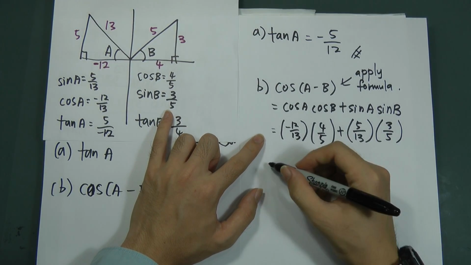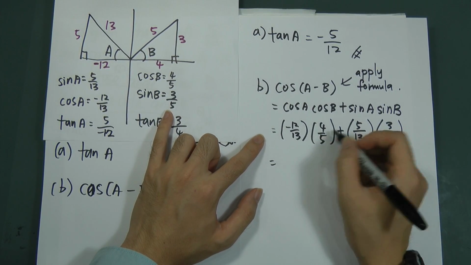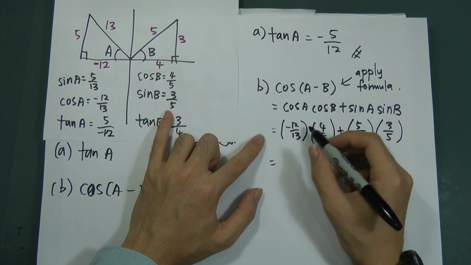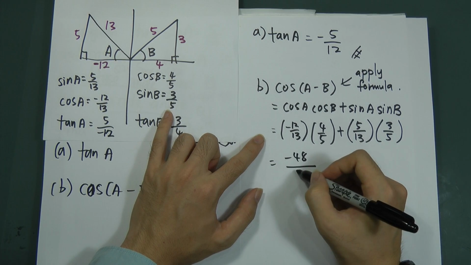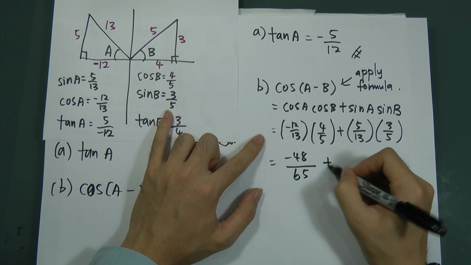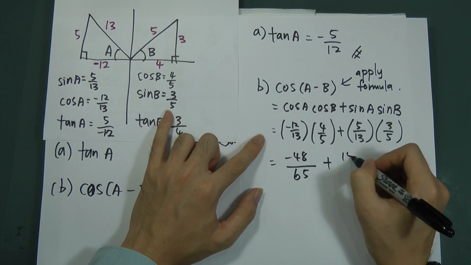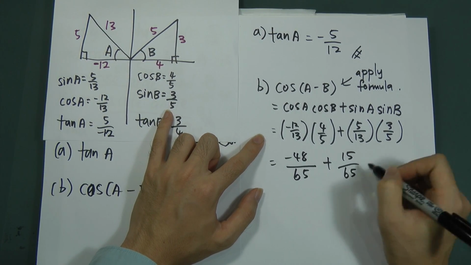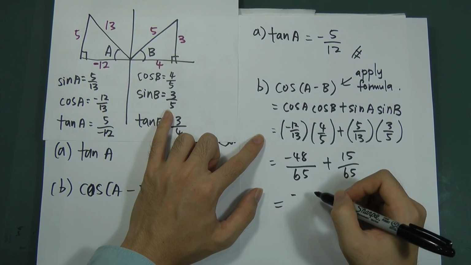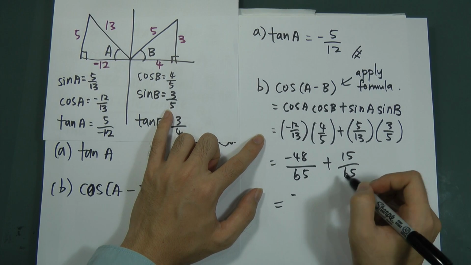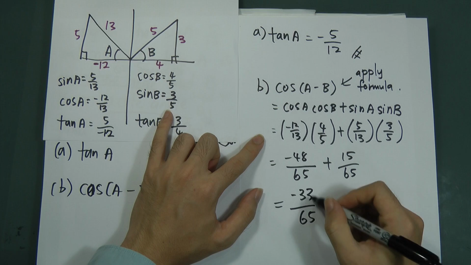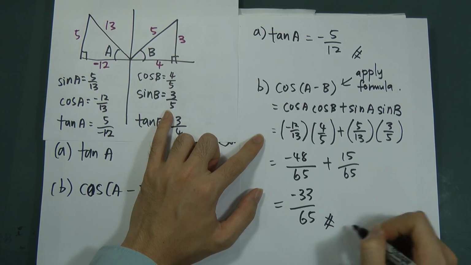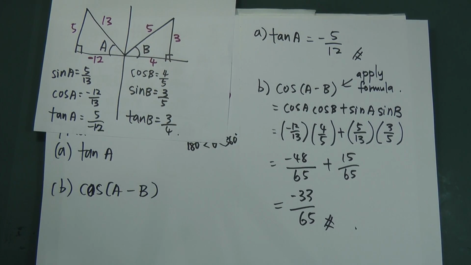Simple, right? You just multiply and solve it. You get negative 48 over 65, plus 15 over 65. So you solve it and get negative 33 over 65, and it can't be divided by 3. Yes, so this is the answer for cos(A minus B).